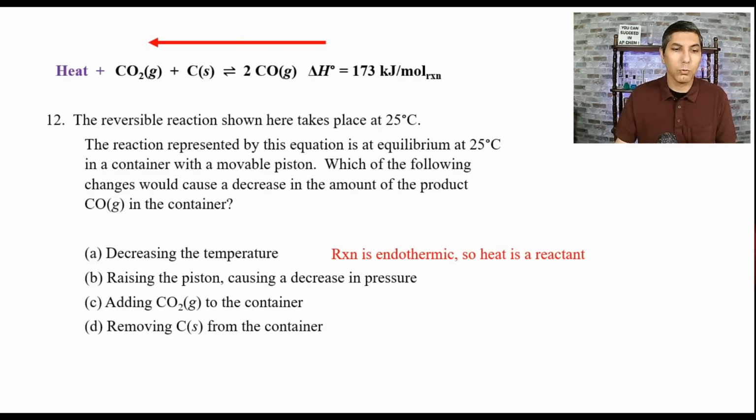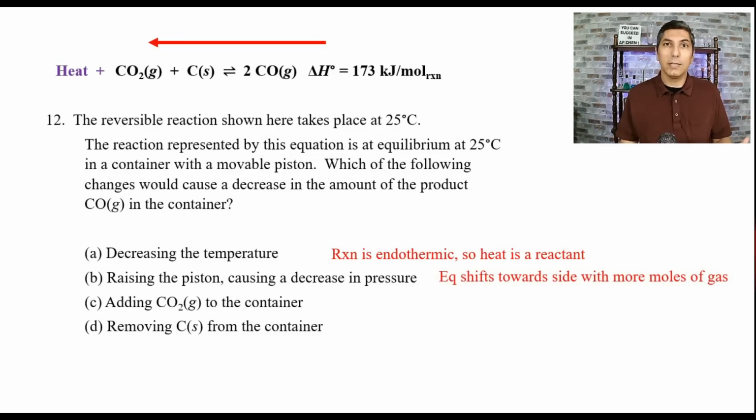Now, choice B says raising the piston causing a decrease in pressure. Whenever you raise the piston in a system like this, we're essentially increasing the volume. And we know that when you increase the volume, decrease the pressure, equilibrium is going to shift toward the side with more moles of gas. On the reactant side, we have 1 mole of gas. On the product side, we have 2 moles of gas. So that means that increasing the volume, decreasing the pressure, is going to cause more carbon monoxide to be formed. So that's why B is not the answer.